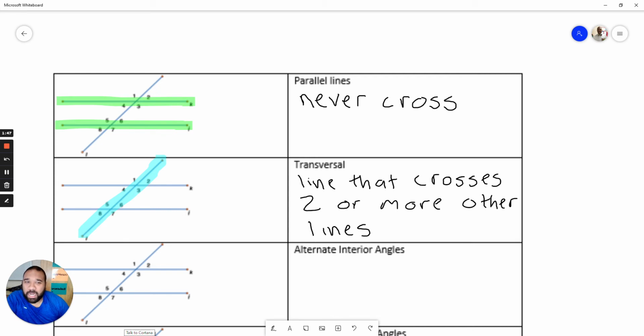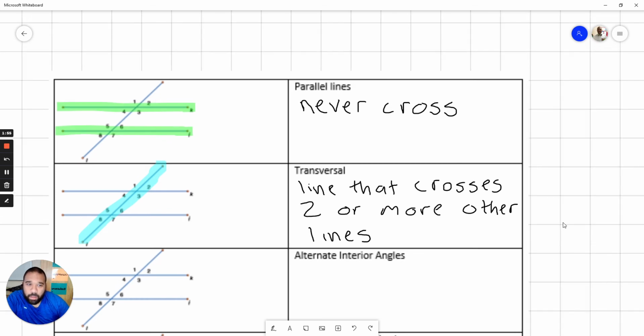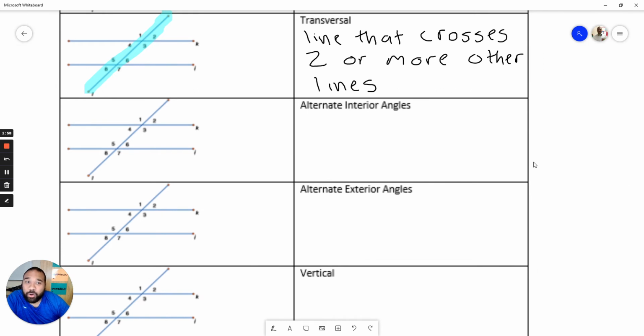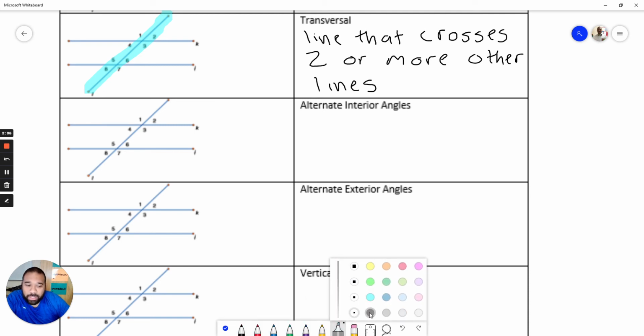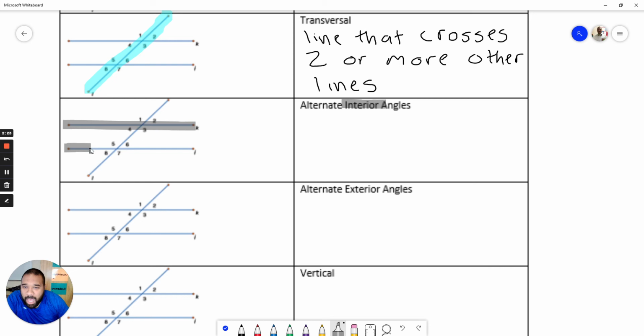This combination of parallel lines and transversals create some important angles for us to know. The first one is that it creates interior and exterior angles. When we're talking about that, we're talking about the angles that are on the inside or the outside of the parallel lines. So when we're talking about interior angles, we're talking about the angles that are on the inside of these parallel lines.